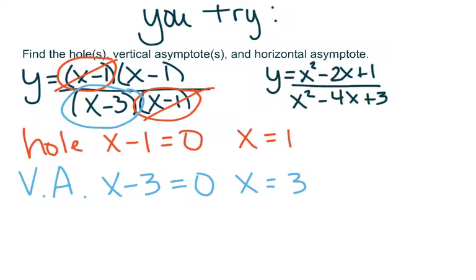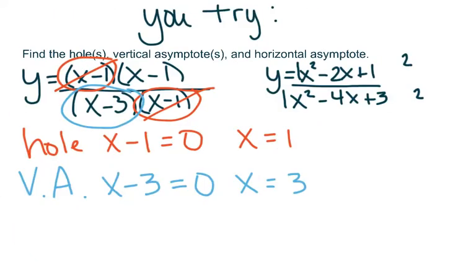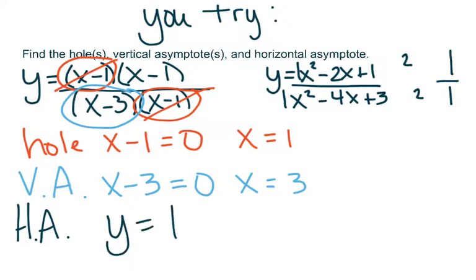So if you'll notice, the degree of the top is 2. The degree of the bottom is 2. Remember that there is an understood 1 in front of each of these. I can go back to the chart if I need to. The chart says if the degree of the top is equal to the degree of the bottom, then I look at the leading coefficients. So the leading coefficient of the top is 1. The leading coefficient of the bottom is 1. And 1 divided by 1 is 1. So you have a horizontal asymptote at y equals 1 divided by 1, which is 1.